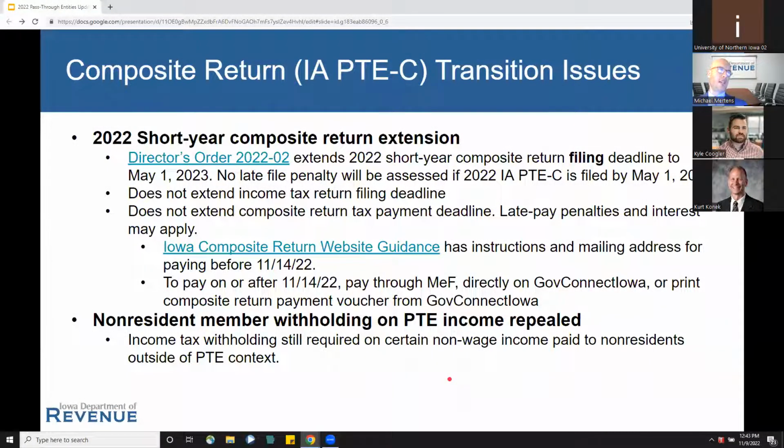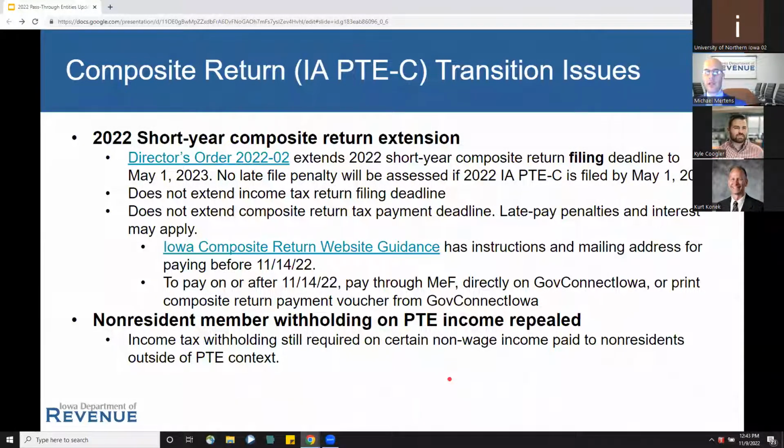This composite return extension does not extend the income tax filing deadline, nor does it extend the composite return tax payment deadline. Late pay penalties and interest may apply. The department's website guidance, which has been up since the beginning of this year, has instructions for how to make those payments prior to the composite return filing deadline, if you need to make those. Beginning on November 14th, when we go live, you will be able to make those payments directly on GovConnect Iowa, or to print off vouchers on GovConnect Iowa to make those payments.